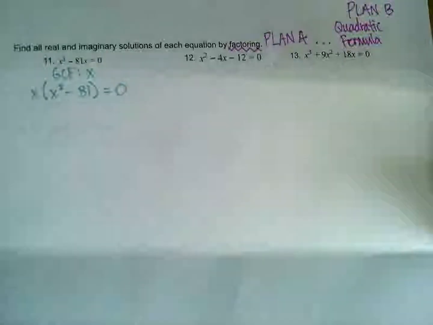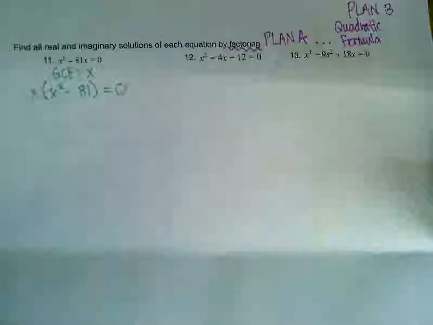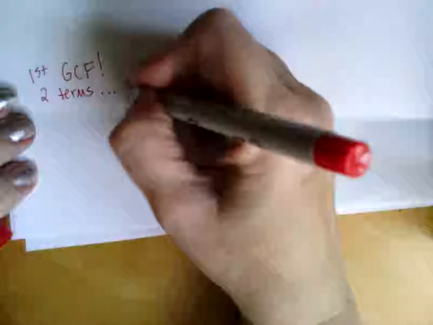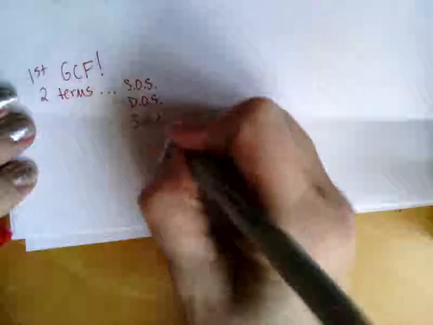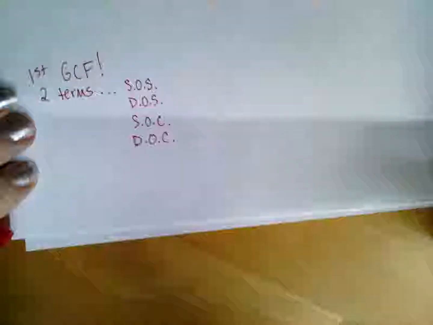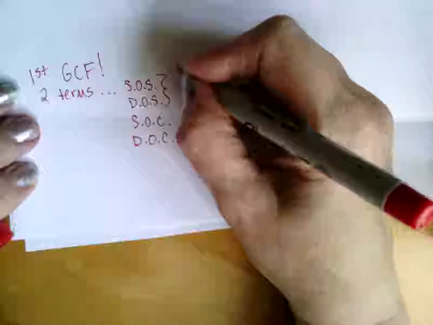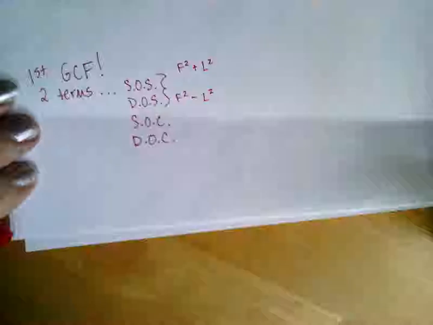So once we have the GCF out, then we want to ask, how many terms do we have in these parentheses? We have 2 terms. And if you recall, whenever we have 2 terms, first GCF. Then if you have 2 terms, you're either going to be using the sum of squares, the difference of squares, sum of cubes, or difference of cubes formulas. Sum of squares and difference of squares start with either f squared plus L squared or f squared minus L squared, depending on if it's sum or difference.